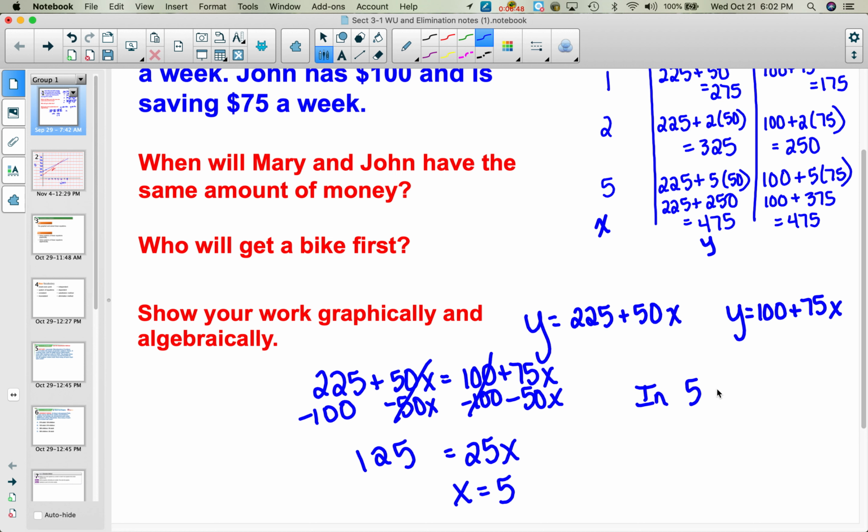So in 5 weeks, they both have, and we already know it's 475, but if we didn't, we could take the 5 and plug it into either equation, and you would get 475. So we can do this algebraically, we could do it graphically. You should know how to do both.